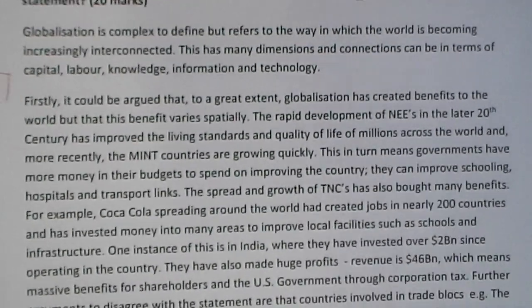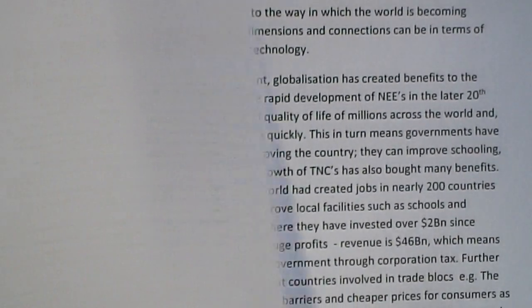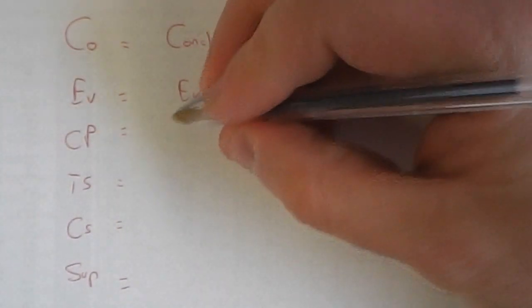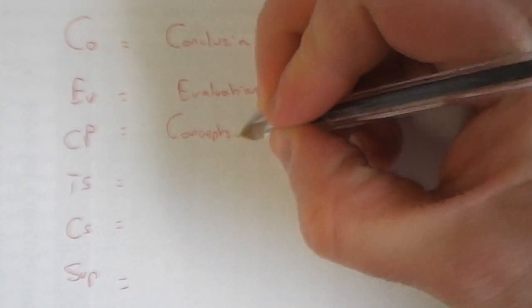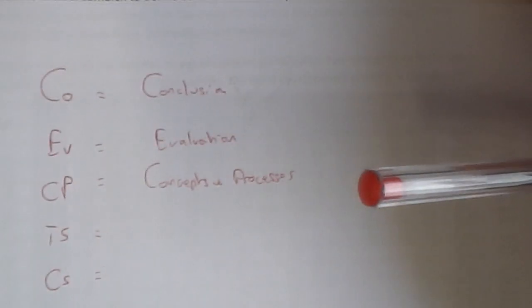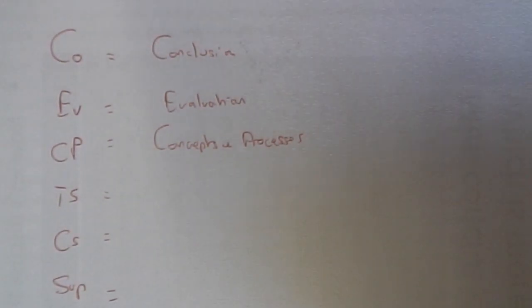Okay, let's think about the mark scheme. So these are the codes we're going to use to mark it. So remember, in geography you always need a detailed conclusion. So that's going to be CO. We need to evaluate throughout, so weighing up that question as we go through. CP means concepts and processes. So what's the concept in this question? Globalization. Do they understand globalization, basically?